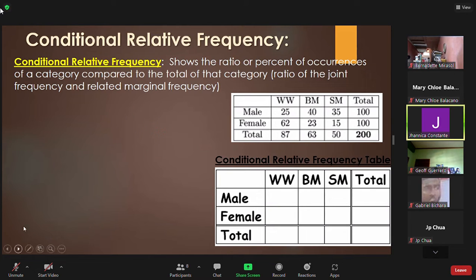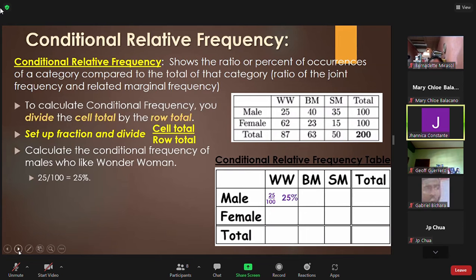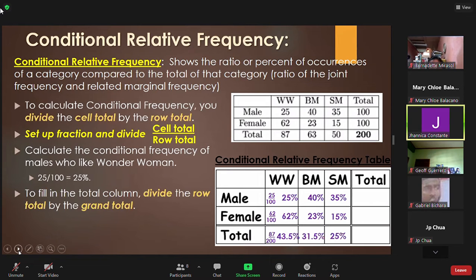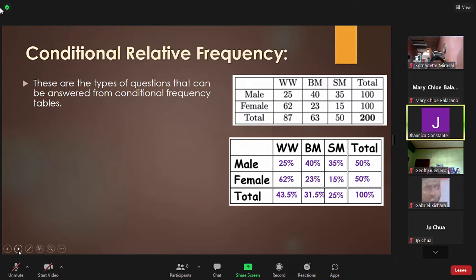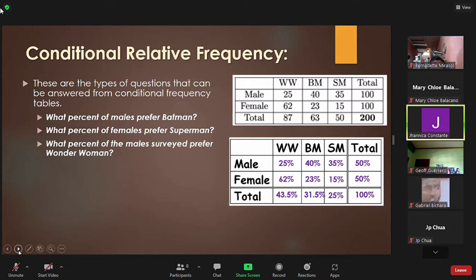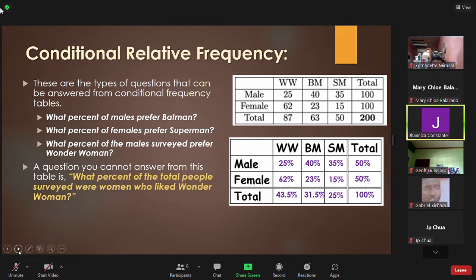So what are the uses of this conditional frequency? These are the types of questions that can be answered from conditional frequency tables. What percent of males prefer Batman? What percent of females prefer Superman? What percent of males surveyed prefer Wonder Woman?